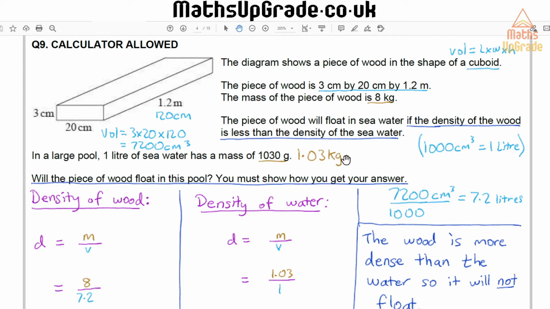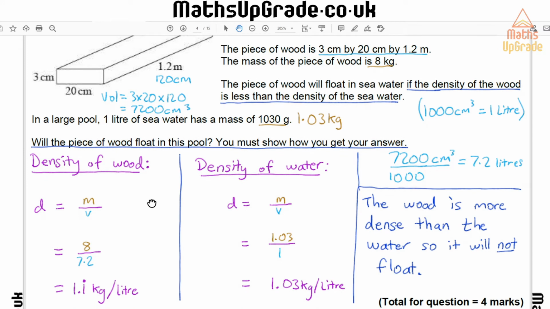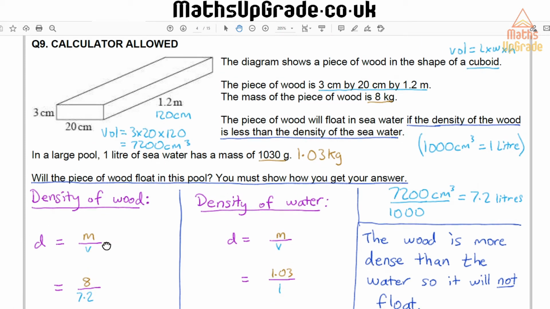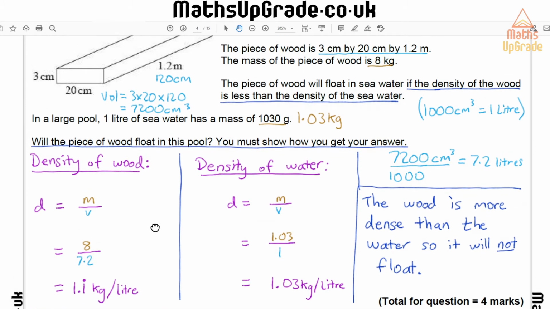Now I've also written down the fact that 1000 centimeters cubed of water is 1 litre. So you need to recall this fact as well. This is not given to you. Now, first thing I'm going to do next is find the density of the wood, since density is given by mass divided by volume. Again, you need to recall this formula. I've worked out the volume of the wood. I've given the mass of the piece of wood as 8. So if I divide those two through, 8 divided by 7.2, which is 1.1.